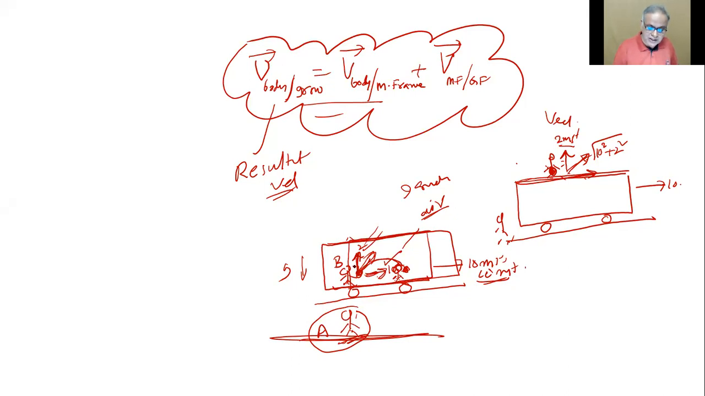This 2 meters per second is relative to the moving frame. Remember it. Only this fellow says that I'm throwing it up. This fellow doesn't say he's throwing it up. He'll say he's throwing it like this only, right? So velocity with respect to the ground frame is the vector sum of what? Velocity relative to the moving frame plus velocity of the moving frame with respect to the ground frame. So this is very relative.